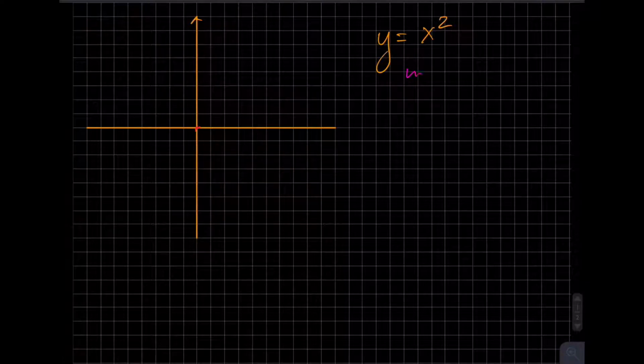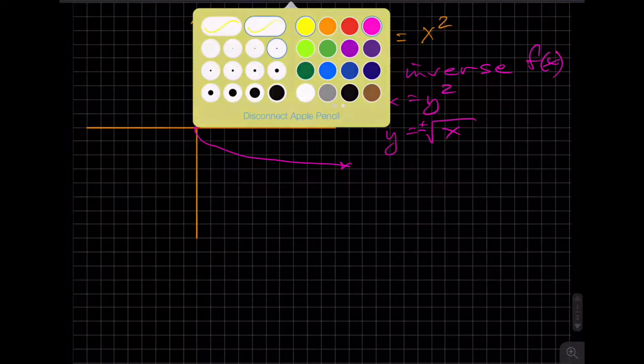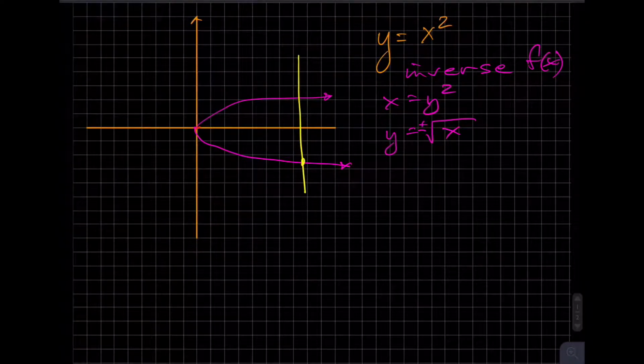If I want to find the inverse function of this polynomial function, which is y equals x squared, I'm going to switch the x and y, and solve for y, which means I have to take the square root of both sides. And so I get y equals the square root of x, but that's plus or minus. And so I end up getting something that looks like this. Except, as you can tell, this vertical line crosses the graph twice, so it really is not a function.